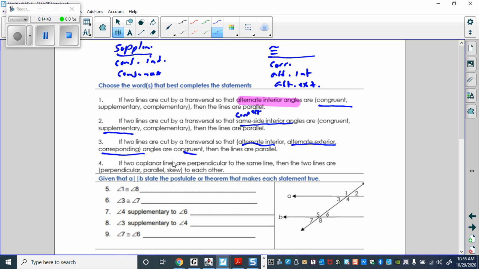if all of these angles are congruent, then the lines are parallel. If 2 coplanar lines are perpendicular to the same line, so 2 coplanar lines perpendicular, then the 2 lines are parallel. They have to be parallel. Given that A is parallel to B, so I'm going to make the notation for parallel, draw my two arrows. Things I already know. These angles are congruent.